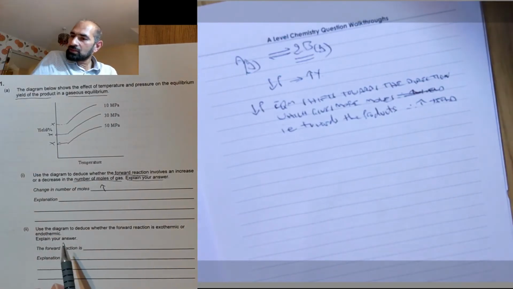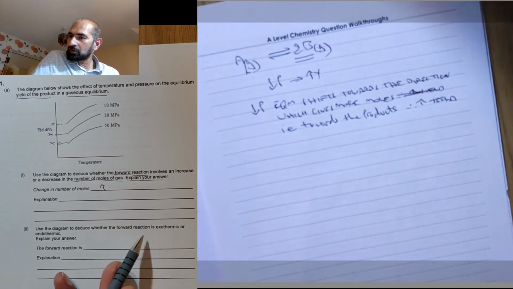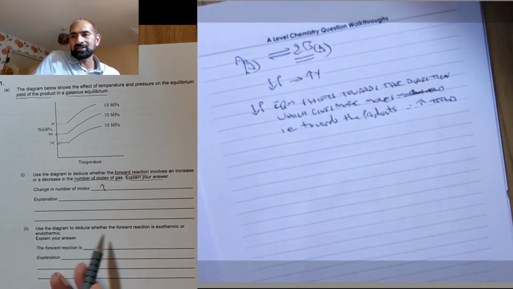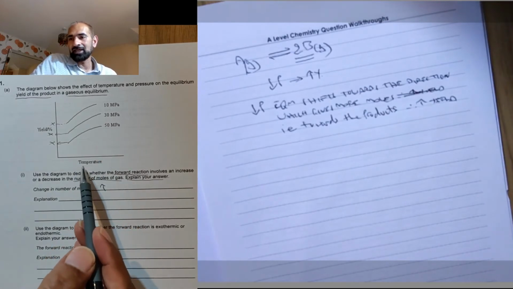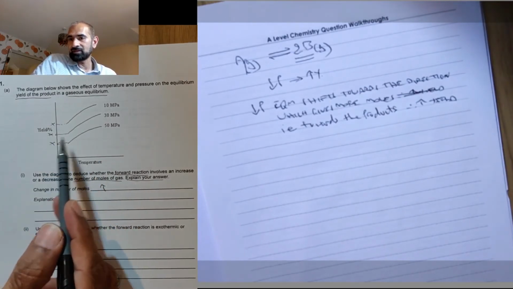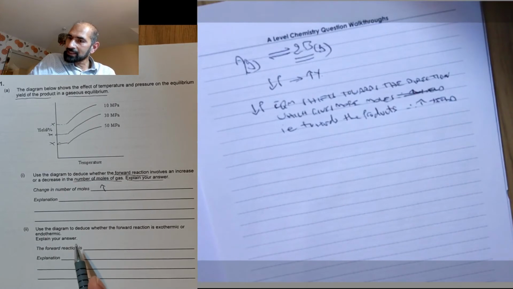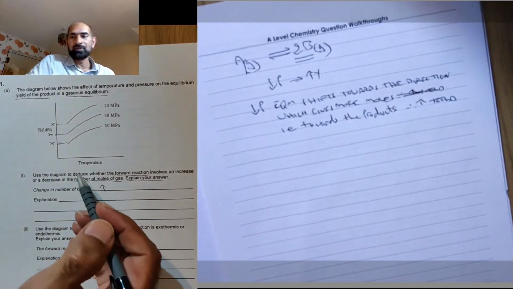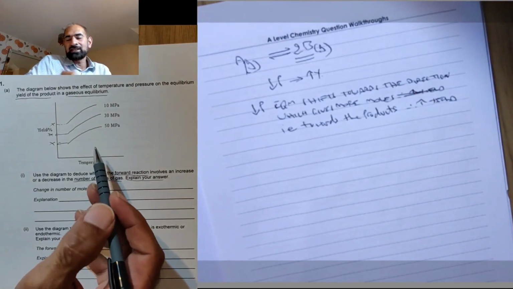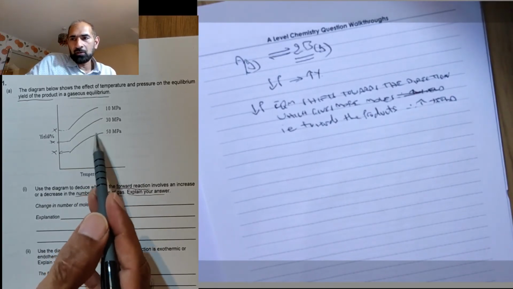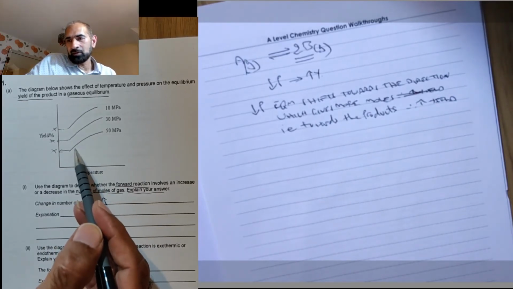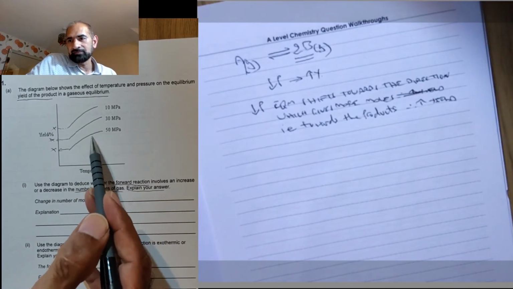Use the diagram to deduce whether the forward reaction is exothermic or endothermic. Because you're talking about exo and endo, in this graph you're going to have to look at the temperature and the yield, not the pressure. Explain your answer. This is a slightly simpler question. Just take one pressure. You don't need to look at all 3 pressure variables. So let's just take this pressure.